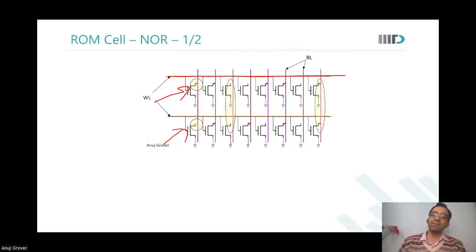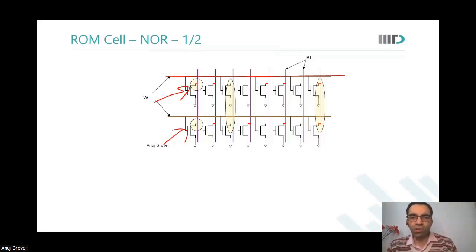Now the challenge is that there are some bit lines where there are, say, X number of connections. There are some bit lines where there are no connections. And there are some bit lines where every NMOS cell is connected to the bit line. Are you able to see this? Yes, sir. So do you want this kind of situation for your bit lines, or do you prefer something else? So what is the challenge?